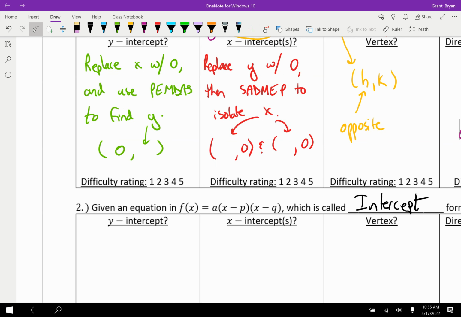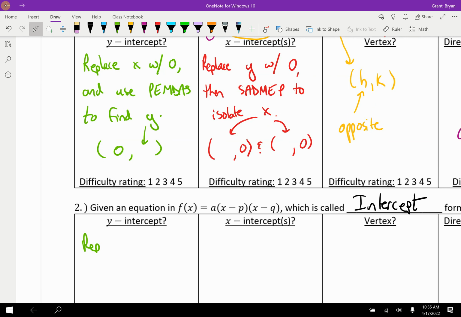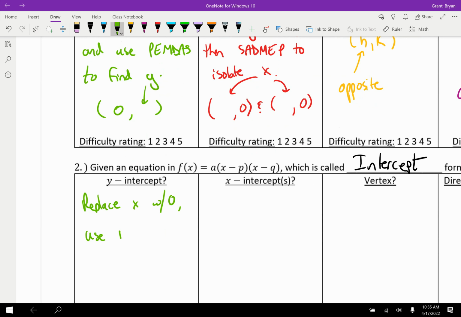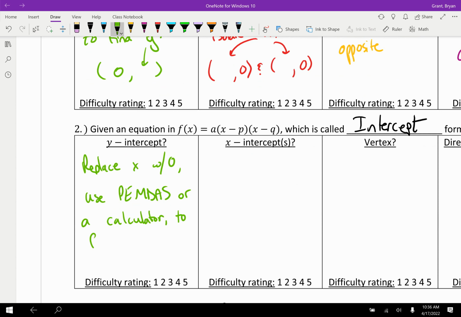All right, so how did we find the y-intercept? Well, I think it's pretty much the same thing we did up above, right? So you replace x with 0, and you use PEMDAS. And I'm going to add a calculator, because calculators are real nice for the y-intercept to find y. So this gives us, again, 0, comma something.